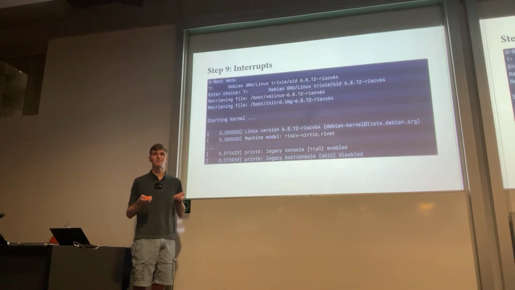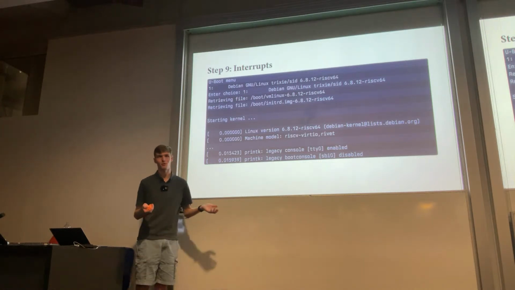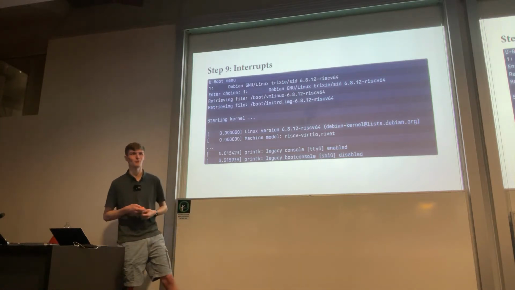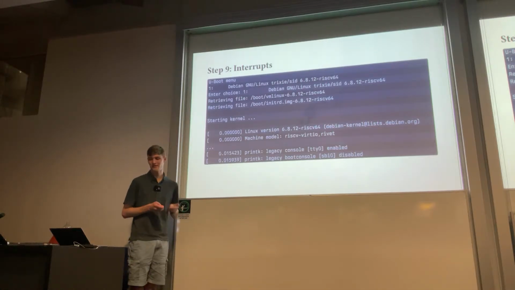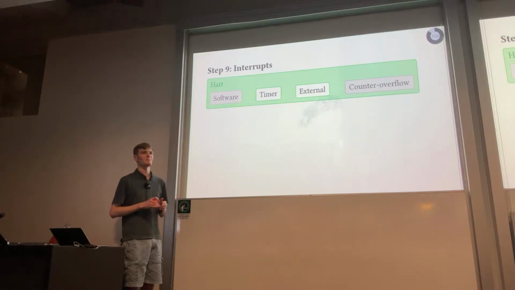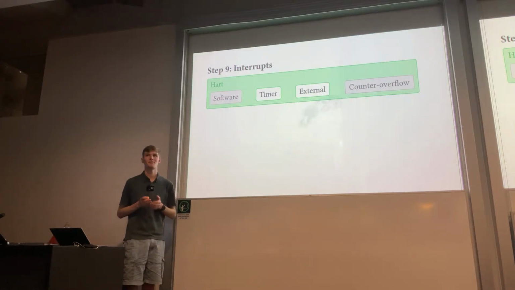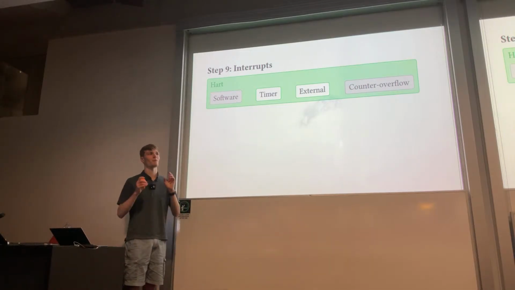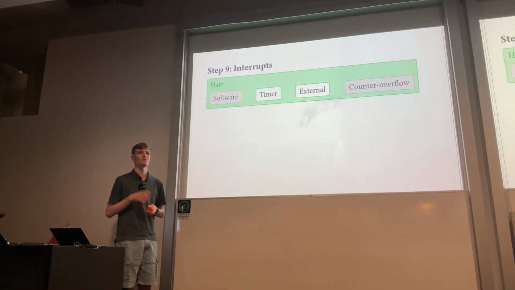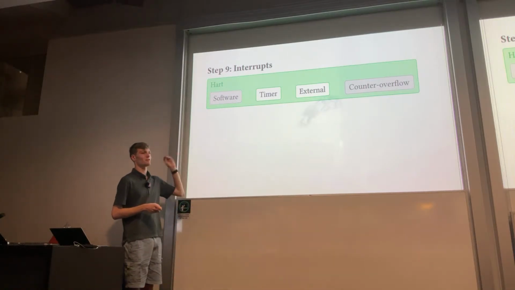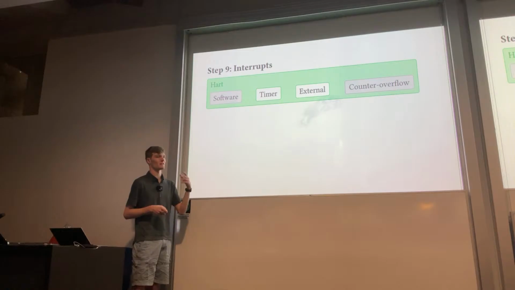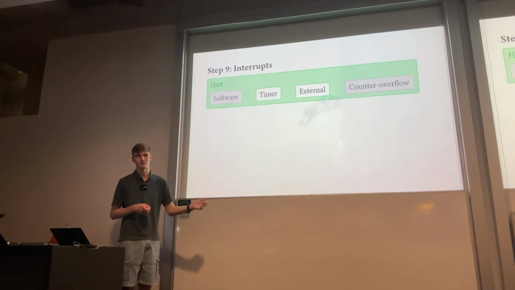Because we haven't implemented interrupts for our serial port or for our block device or anything else yet. So we need to talk about those next. The RISC-V CPU has 4 interrupts. Well, technically it has 64 interrupts, but OpenSBI only exposes 4 bits to Linux to use. And those are software interrupts, timer interrupts, external interrupts, and counter overflow interrupts.